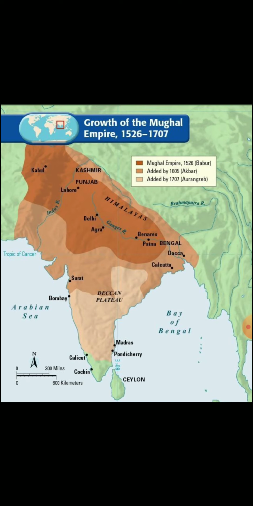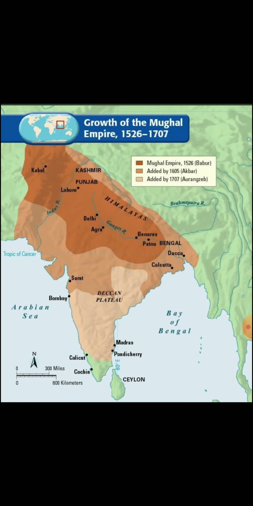From the history portion, the first chapter for our final term syllabus is Advent of the Mughals. Before the advent of the Mughals, we know that the Delhi Sultanate was ruling the Indian territory. The last dynasty under the Delhi Sultanate was the Lodi dynasty, and the last ruler was Ibrahim Lodi.